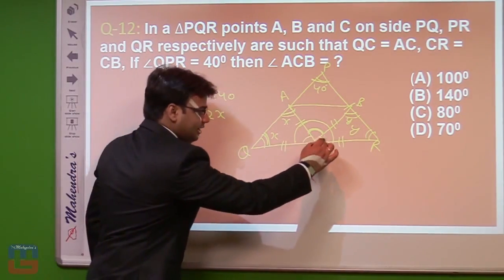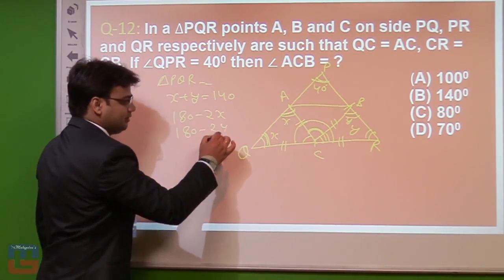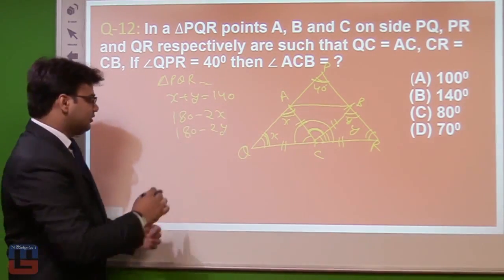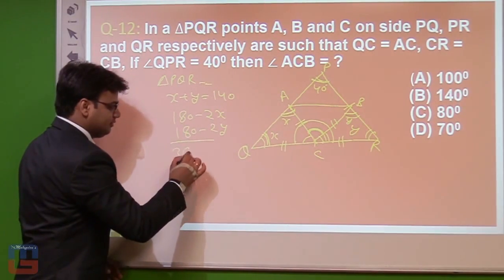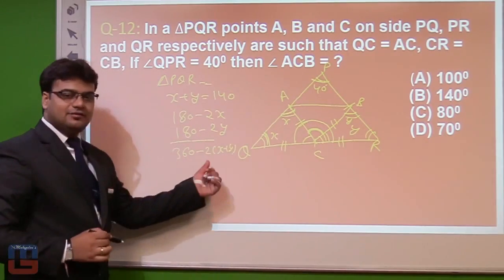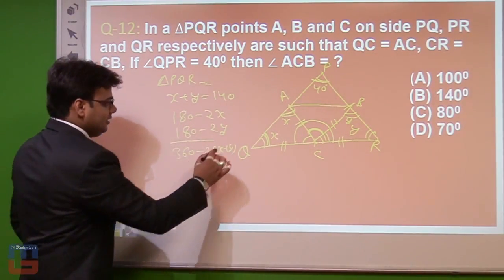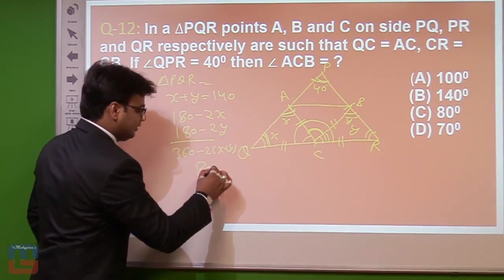Similarly, its remaining angle is 180 minus 2Y. If we add both, what will we get? 360 minus 2 common, that means X plus Y. In place of X plus Y we write 140. That means it's 80 degrees.